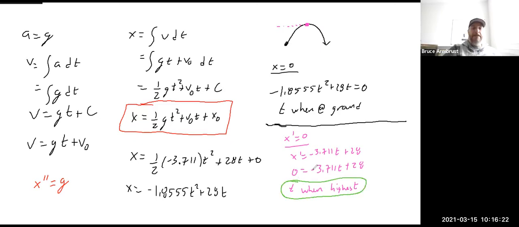Well, here's what I'm going to do. Whatever this t is, the 28 divided by 3.711, I'm just going to plug that back in here. Because remember, this is giving me the height in terms of time. So if I know when I'm at my highest point, I can take that time, put it in here to get how high up I am. So that's the calculus way of doing this. There's actually a pre-calc way of doing this. Anybody see it?